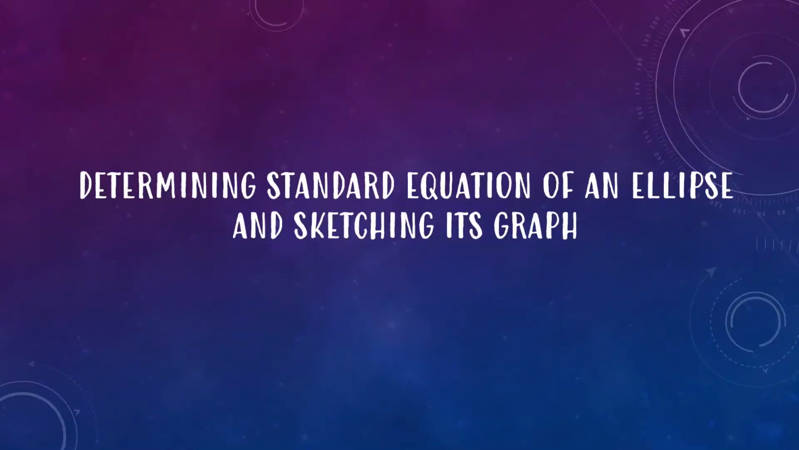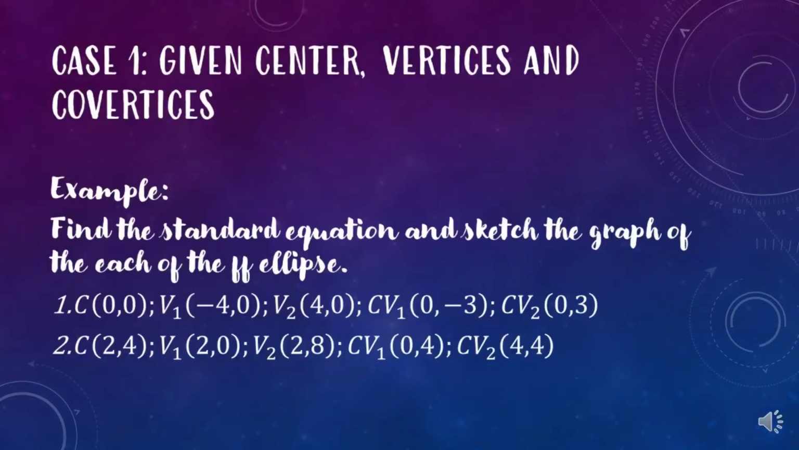Let's proceed with determining the standard equation of an ellipse and sketching its graph. We have four cases. For our first case, we have the given coordinates of the center, vertices, and co-vertices. So for our example, we have: find the standard equation and sketch the graph of each of the following ellipses.